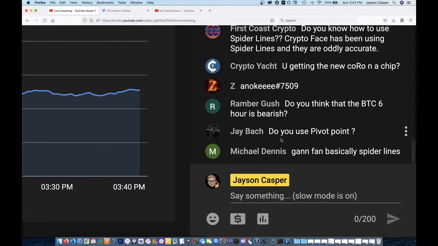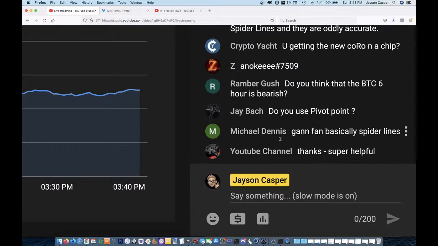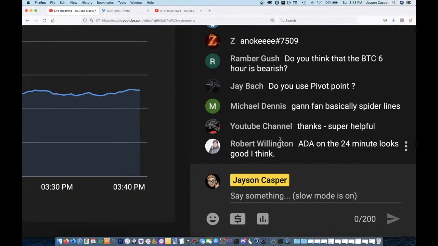Do I use pivot points? I used to use pivot points. I don't really anymore. I have no reason not to. They actually work pretty well.